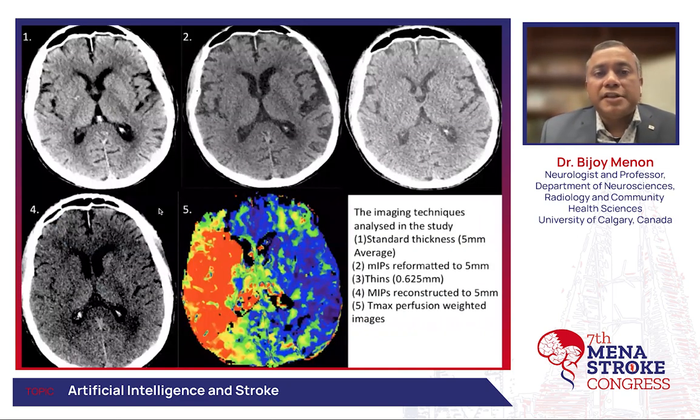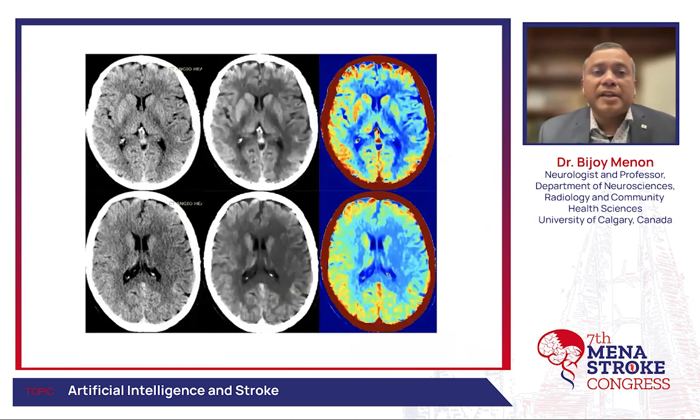Look at these non-con CT scans. They're all the same non-con CT scans from the same patient, and this is the CT perfusion. We can actually change the processing of these scans, change the thickness, change the presentation to actually make you interpret these scans better. Here's an example of what is capable with AI.